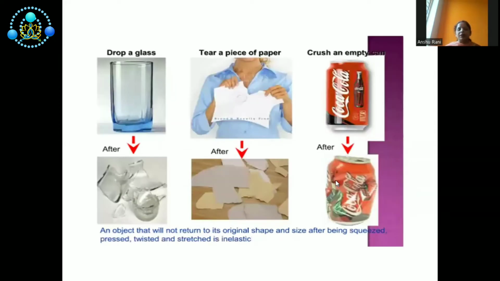You are having a glass tumbler. When it falls down, it is breaking into pieces. When you are having a piece of paper in hand, it is torn into smaller pieces. You are having an empty can and it is crushed. It is changing its shape. These are things which can't regain their original shape back.